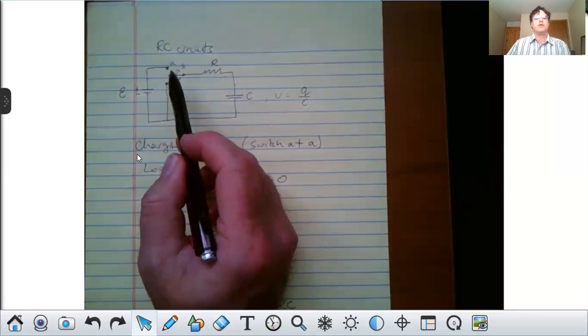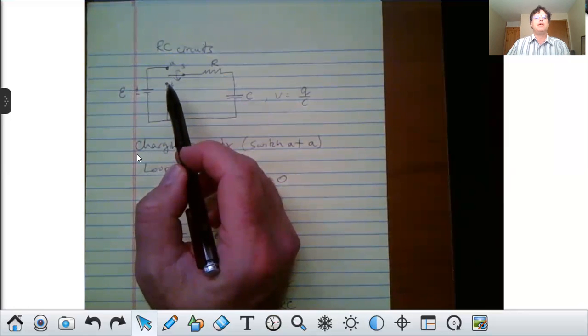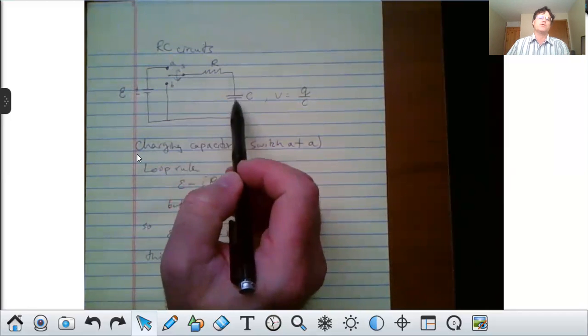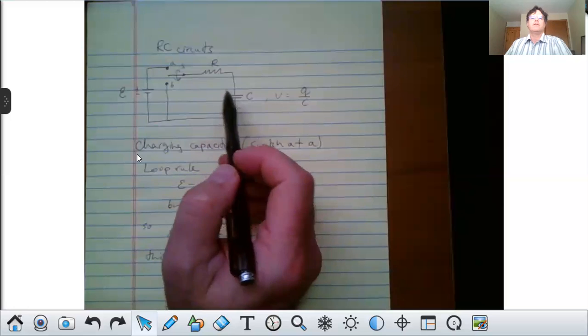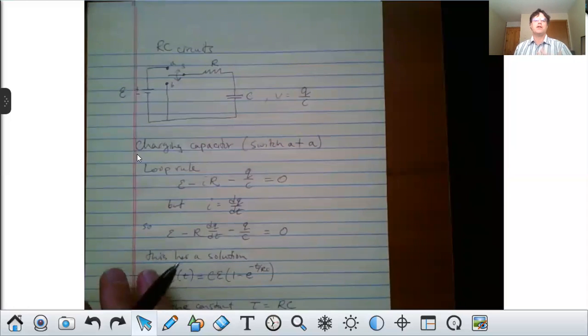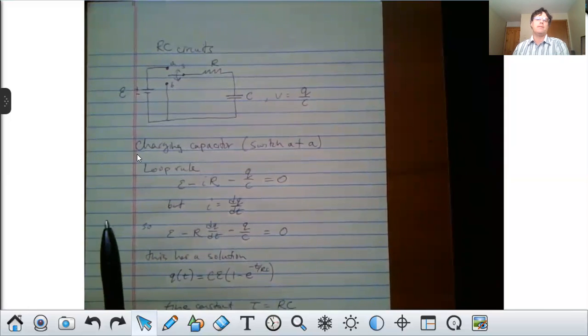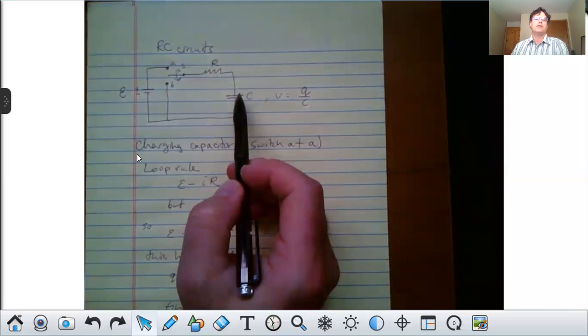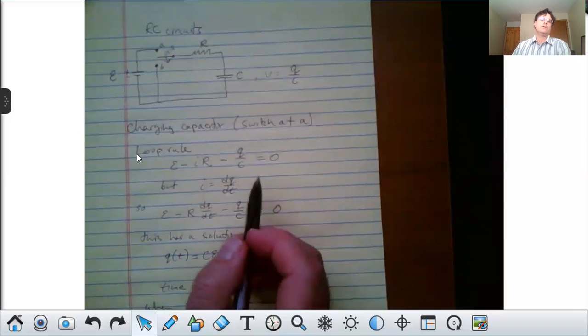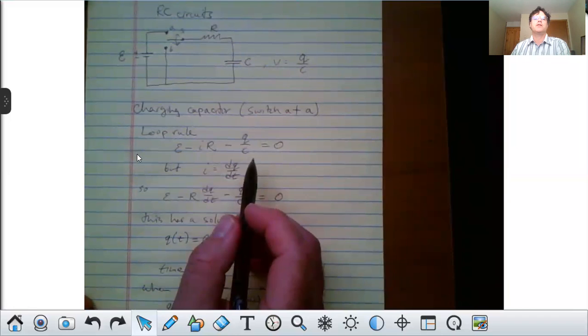Once I get the capacitor charged, I could push the switch down to B, and then the battery's out of the circuit and the capacitor will discharge. All the charge will flow off of it from one plate to the other. In either case, you're going to get a current for a period of time as the charge either builds up on the capacitor or leaks off. So let's talk about the charging capacitor case first.